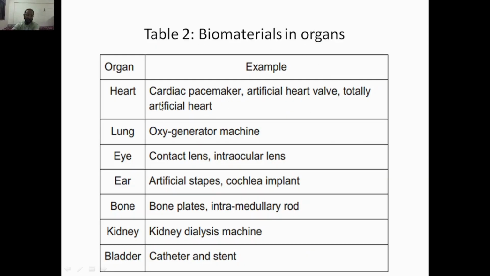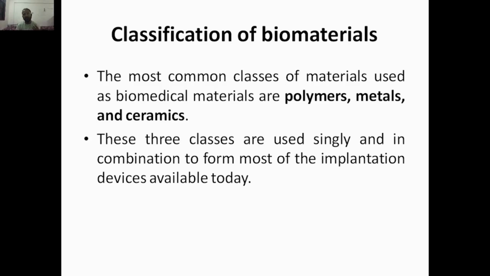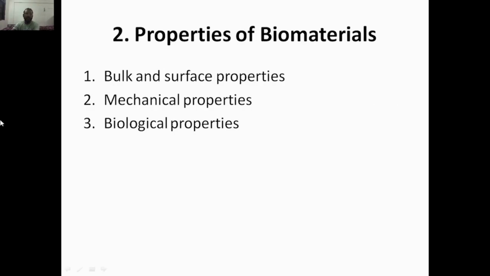This table explains the different organs and what biomaterials can be used in them. Then we have the classification, that is based on polymers, metals and ceramics, the common classes of materials used in biomedical materials. Now these three classes are used singly, that means I can use just a polymer. If I want, I can combine both polymers and metals, because wherever I need both mechanical property and flexibility, I can use both of them, so that both properties can be engaged together. So that's how biomaterials work, and that was about the introduction. The next topic, the properties of biomaterials, we will discuss in the next class.